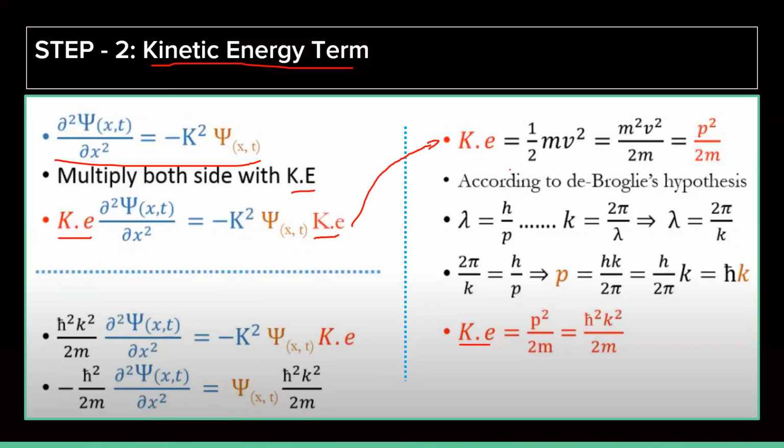We know the kinetic energy KE is half mv square. So I multiply and divide by m on both sides, so I get m square v square by 2m, which is p square by 2m. And according to de Broglie's hypothesis, we know that lambda equals h by p. We also know that the wave number k equals 2 pi by lambda.